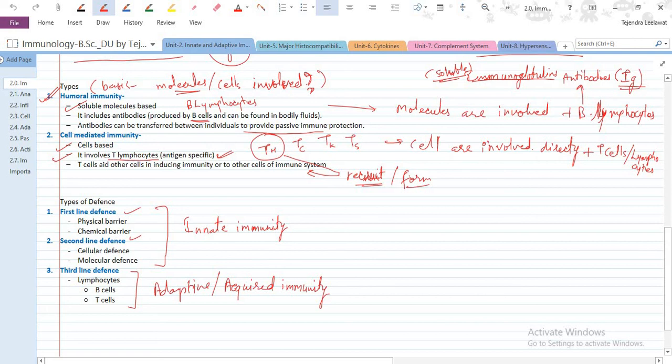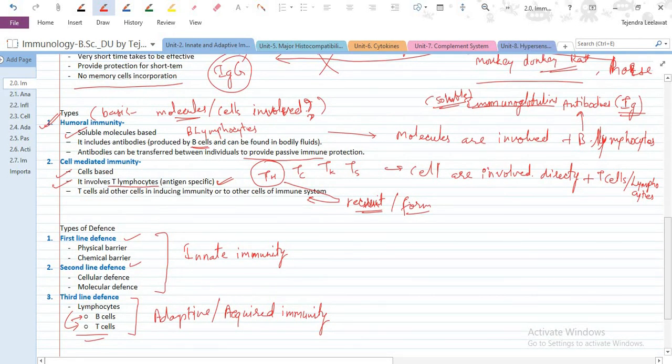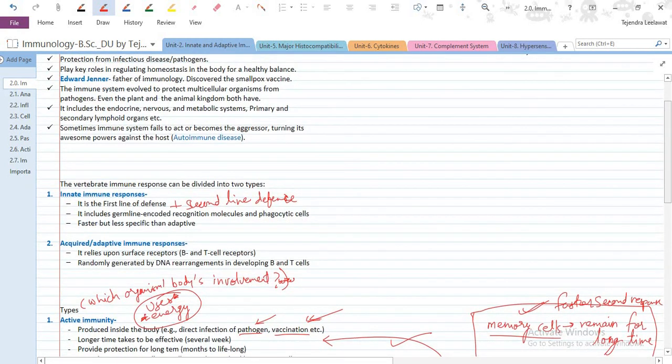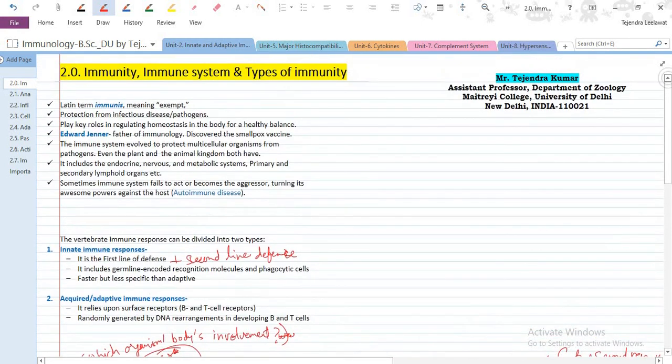The third line defense includes specific cells, and those are lymphocytes. Lymphocytes are of two types, B lymphocytes and T lymphocytes. These are very important. B lymphocytes release or secrete antibodies, which are included in humoral immunity, as I told you, and T cells diversify into different types of cells that are included in cell mediated immunity. So this is a very simple topic. In this basic video, I used very simple terms.